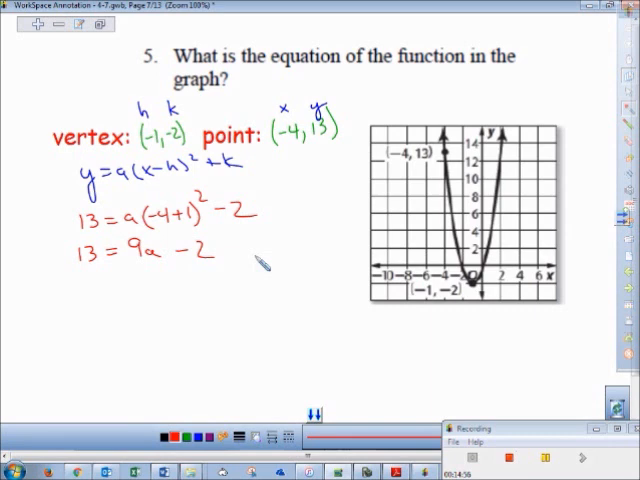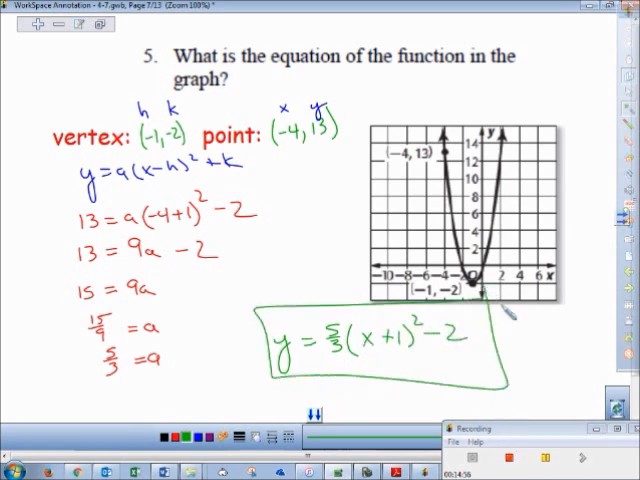Then got to add 2 to both sides. 15 equals 9A. Divide by 9, A equals 15 ninths, which can reduce. What does 15 ninths reduce to? 5/3. Positive number. Check. They very likely will come out to be fractions and all kinds of crazy stuff. Not finished. Y equals 5/3 times the quantity x plus 1 squared minus 2. Putting them back in vertex form.